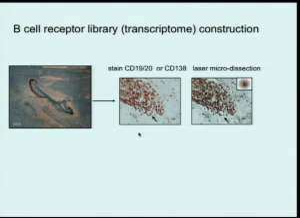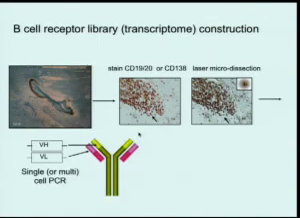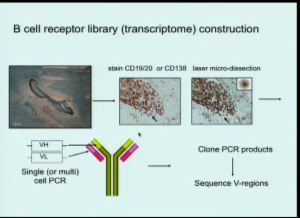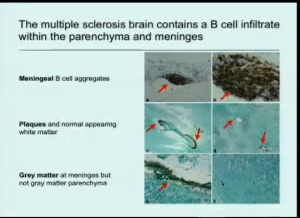We created a B-cell receptor library, a transcriptome, using laser capture microdissection of B cells from the plaque of MS patients, did single-cell PCR, generated recombinant antibodies, sequenced the regions, and we spent a lot of time looking at the antigen reactivity of these clone products, and we've not really been able to clearly identify any true autoreactivity. We've also looked at these B-cell aggregates.